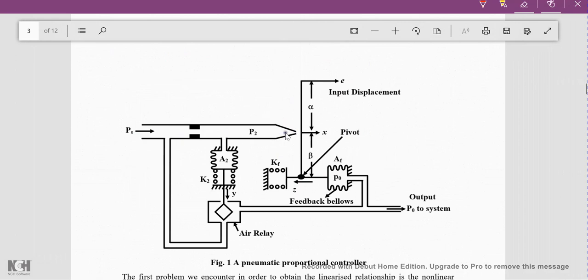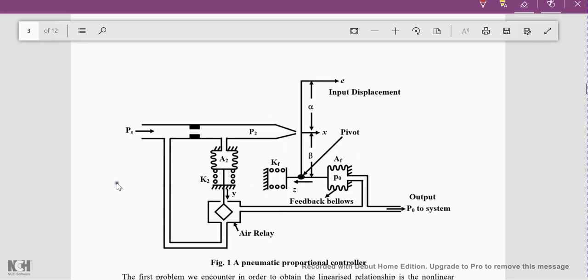And there is a control pressure, the nozzle pressure value P2, and then there is an air relay. As we had seen earlier, the air relay helps the overall system work for higher pressure values, which is not possible with the flapper nozzle pressure amplifier alone. Then we also see a feedback arrangement with the help of two bellows, with areas AF and A2, and two springs K2 and KF. Together this combination provides feedback for the working of this proportional controller.